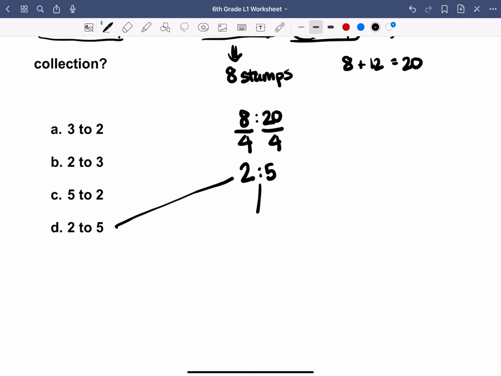Also keep in mind, this colon can also be interchanged with "to." Those two mean the same thing. So our answer is D.